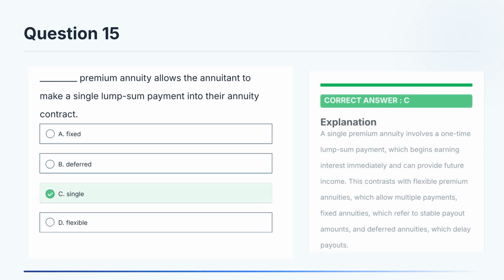The answer is C. Single. A single premium annuity involves a one-time lump sum payment, which begins earning interest immediately and can provide future income. This contrasts with flexible premium annuities, which allow multiple payments, fixed annuities, which refer to stable payout amounts, and deferred annuities, which delay payouts.